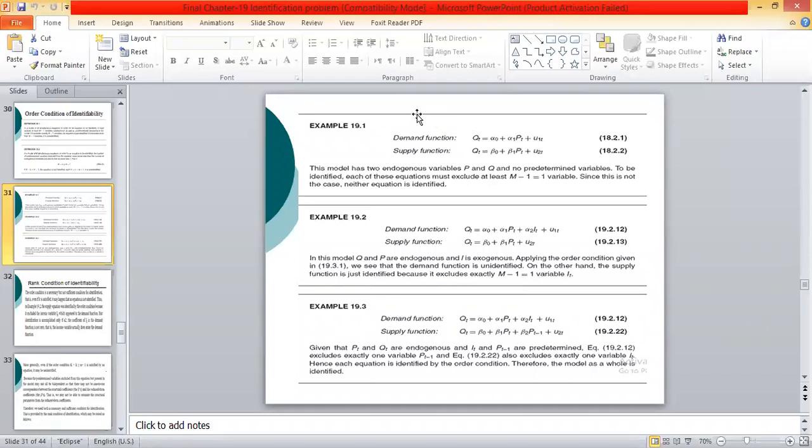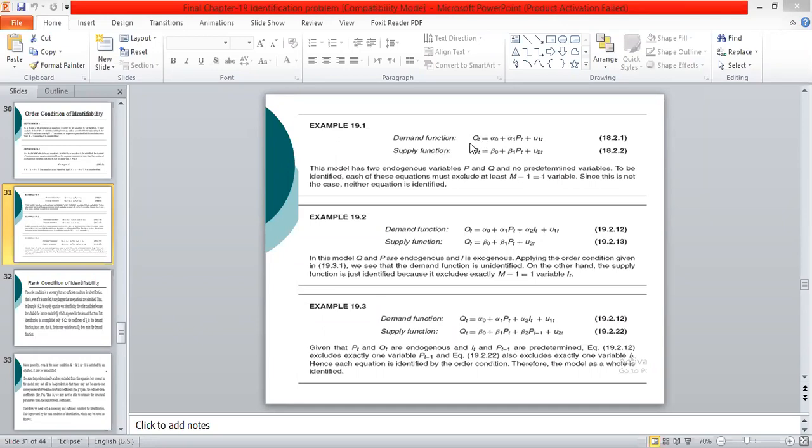Capital K: in this model, there are no predetermined variables. It means capital K equals 0. This is the information that we have regarding the full simultaneous equation model. Now we write down the information of our equation of interest. Our equation of interest is the demand function.